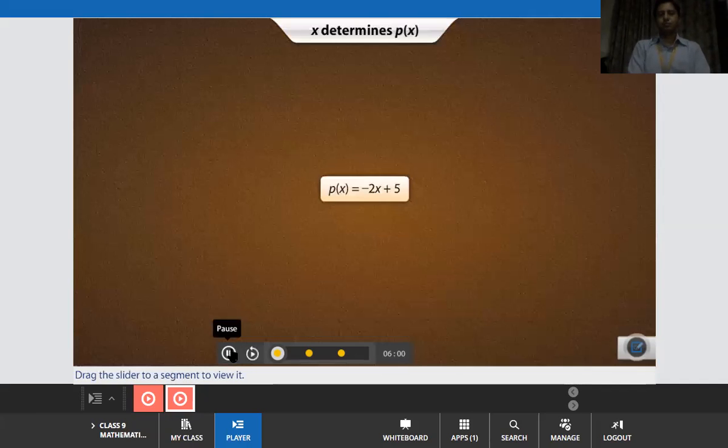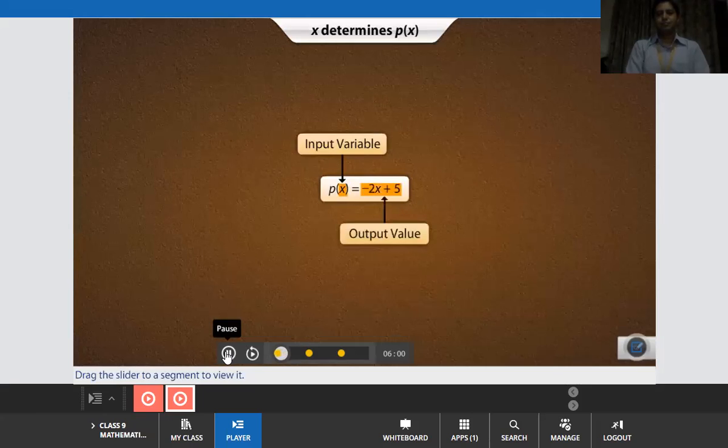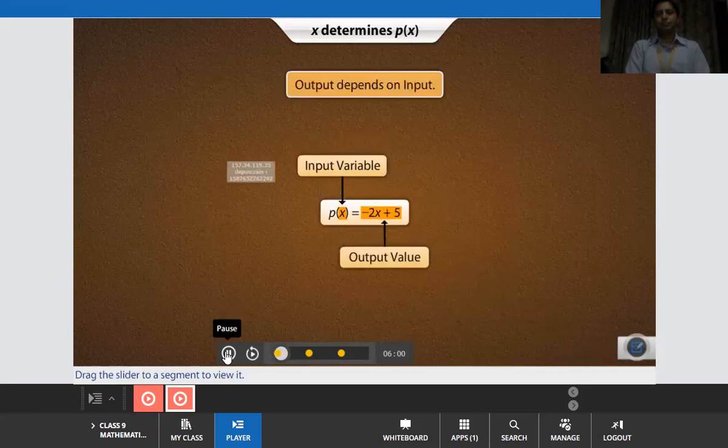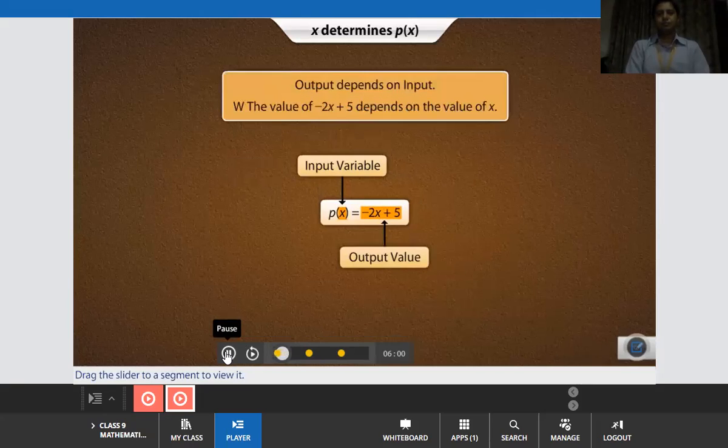Consider the given polynomial. Here x is our input variable and can take on any value we assign to it. Minus 2x plus 5 is our output value. Here, the output or value of the polynomial p of x depends on the value of our input, or the value we assign to x. Let us now see how the input value determines our output value by learning how to find the value of a given polynomial.